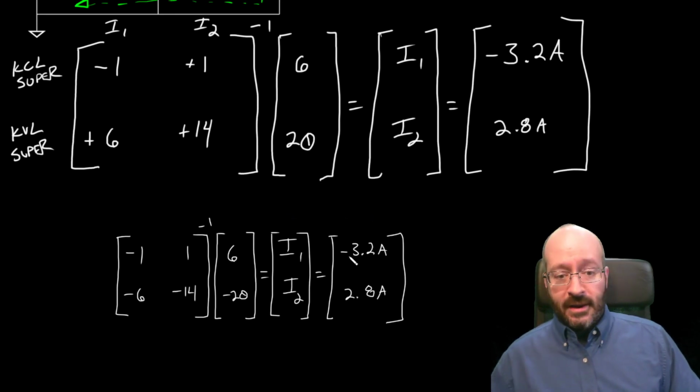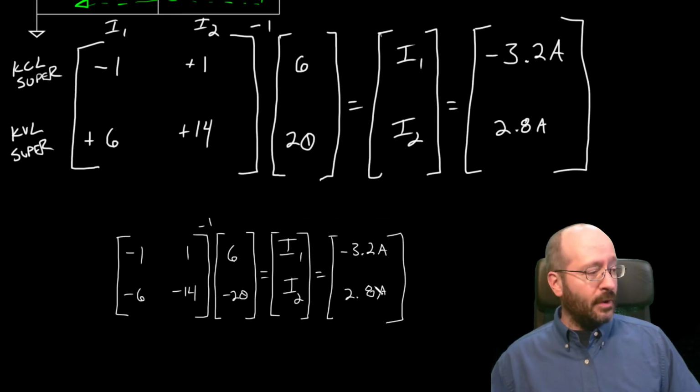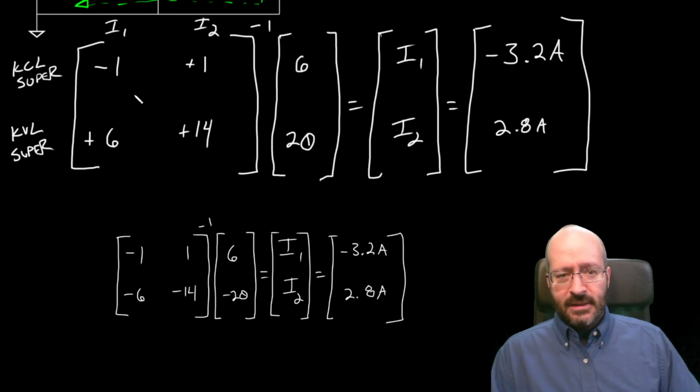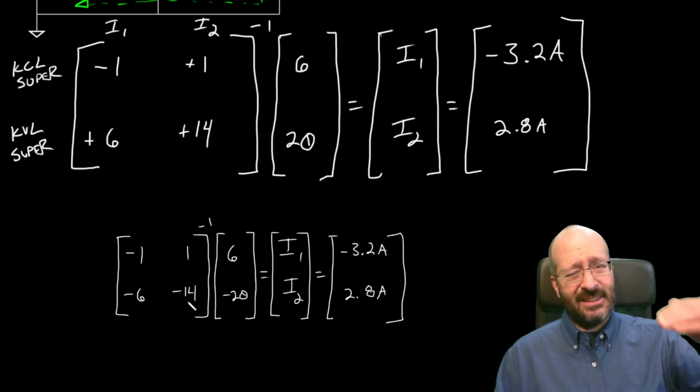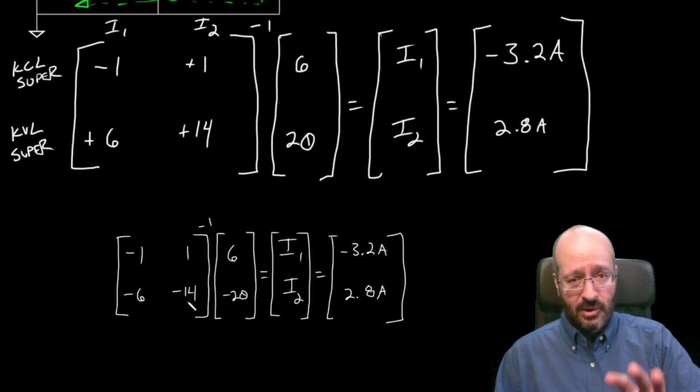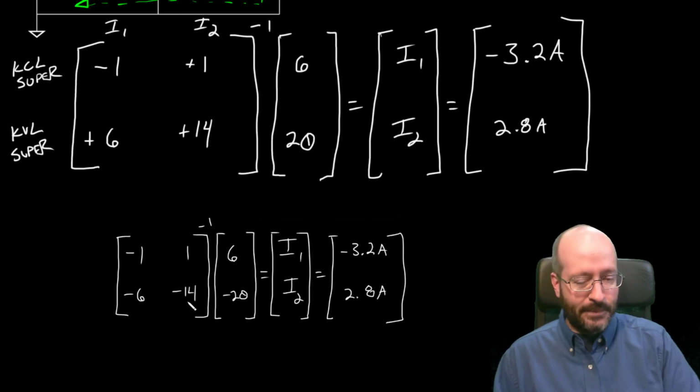Okay, and it looks like our mesh currents are the same. Look, negative 3.2 and 2.8. So the result matches. The differences in the KCL, it looks like it's identical, which is kind of nice. In the super KVL, it looks like everything has the opposite sign. And again, as long as everything has the opposite sign, you're okay. You can't mix and match, though.